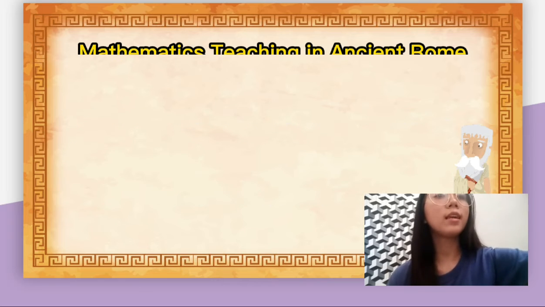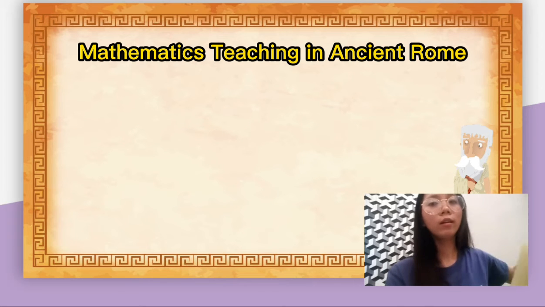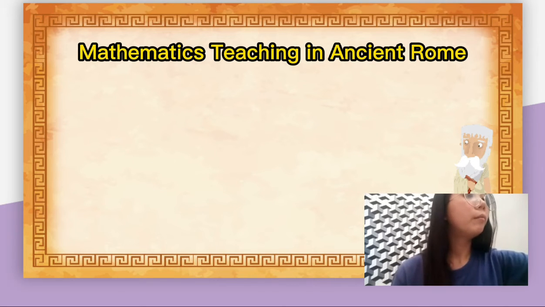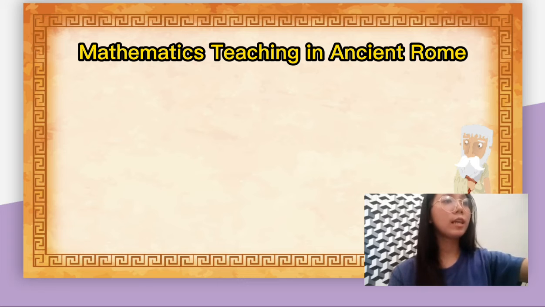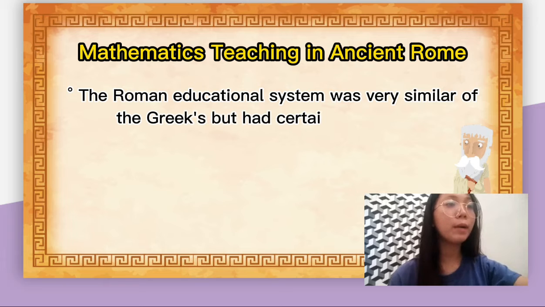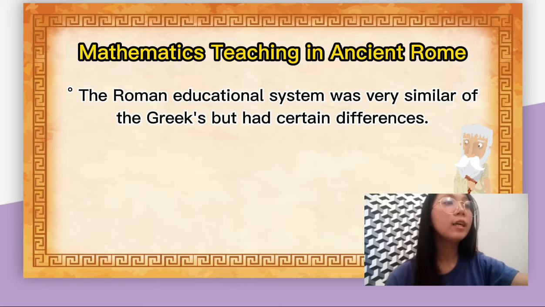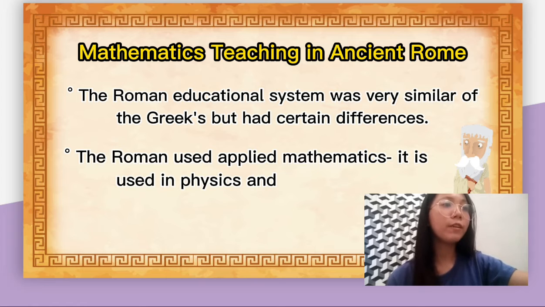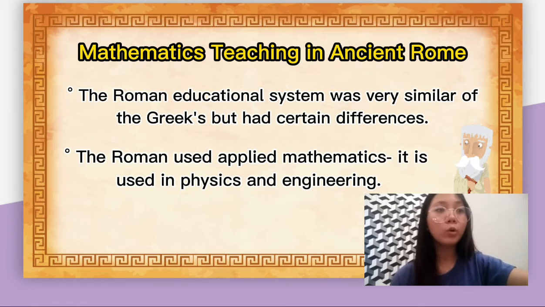So next is mathematics teaching in ancient Rome. The Roman educational system was very similar to the Greeks' but had certain differences. The Romans used applied mathematics. It is used in physics and engineering. So they learned it mostly for practical purposes like trade and commerce.